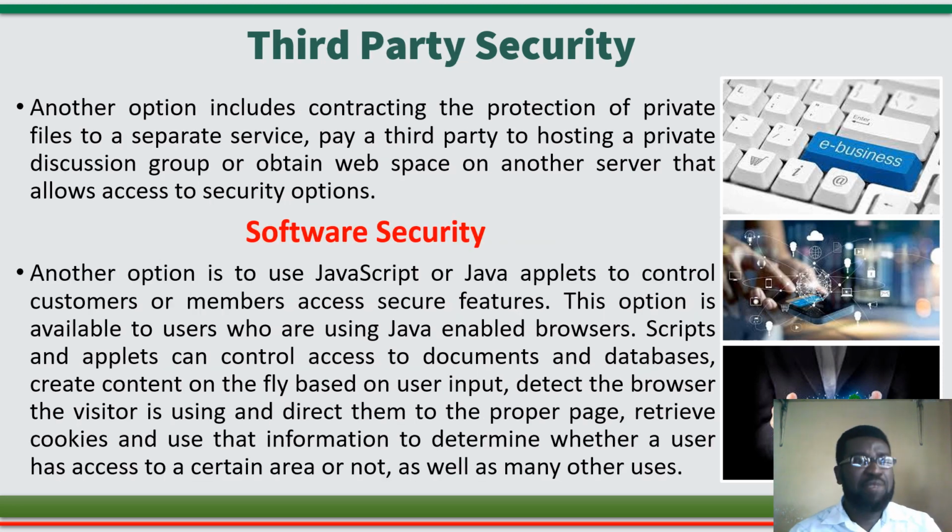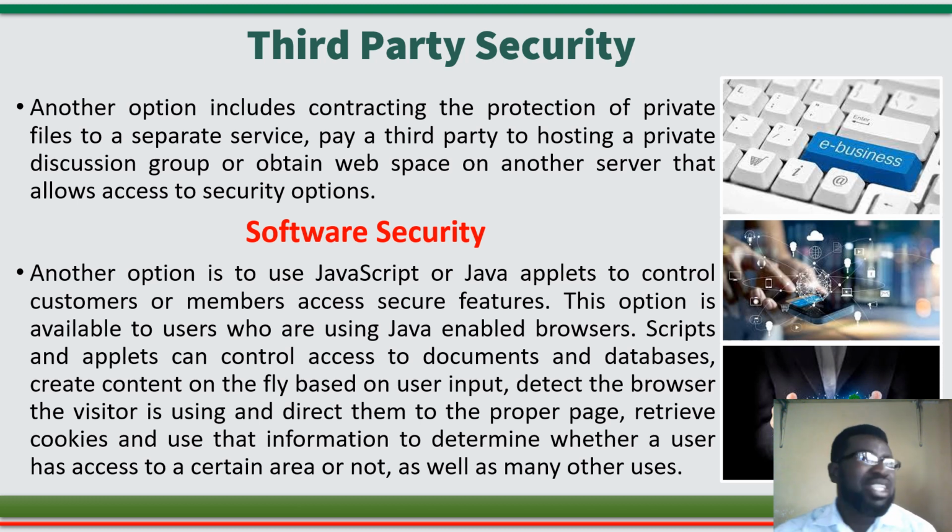Now, the next level of protection is third-party security, and this is another option which includes contracting the protection of private files to a separate service. You pay a third-party organization or service to host a private discussion group or obtain website space on another server that allows access to security options. So the third party is just like getting a contractor to handle your security, but it's a software company and so on.